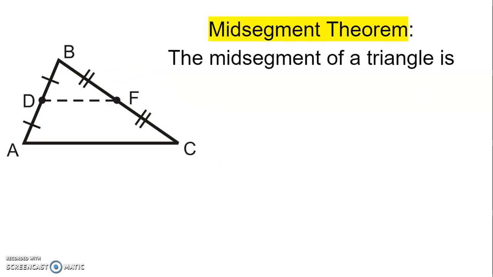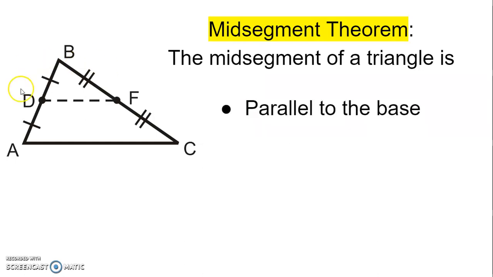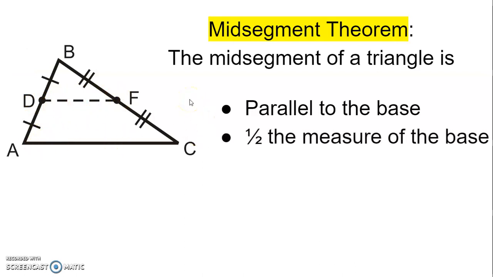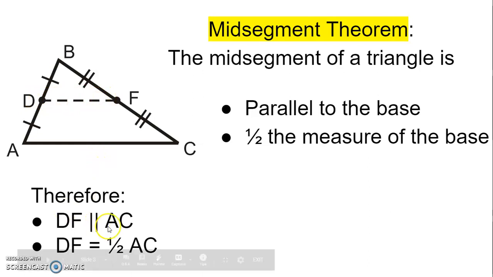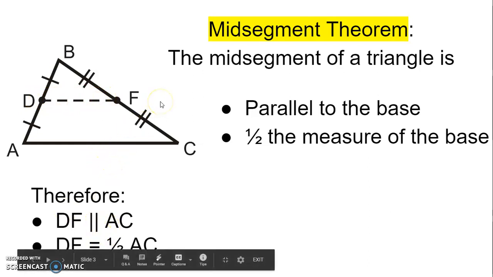The midsegment theorem is really how we're going to apply this. The midsegment theorem has two properties. The midsegment is going to be parallel to the base. DF is going to be parallel to AC, and it's going to be half the measure of the base. So in this case, looking at this triangle, we can see that DF is parallel to AC, and DF is half the measure of AC.